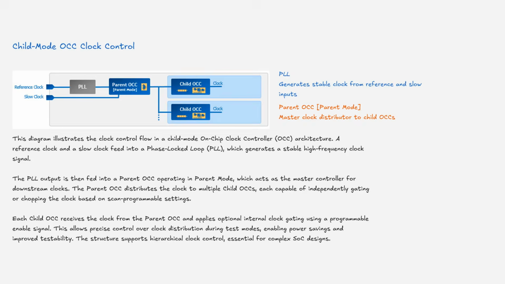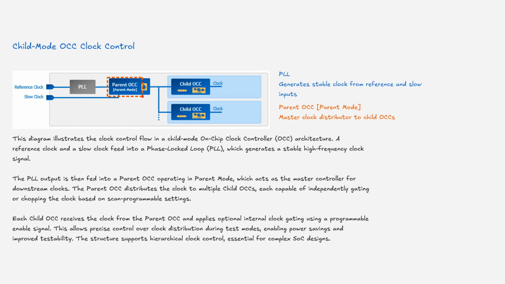This diagram illustrates the clock control flow in a child mode on-chip clock controller. On-chip clock architecture. A reference clock and a slow clock feed into a phase-locked loop, which generates a stable high-frequency clock signal. The phase-locked loop output is then fed into a parent on-chip clock operating in parent mode, which acts as the master controller for downstream clocks.